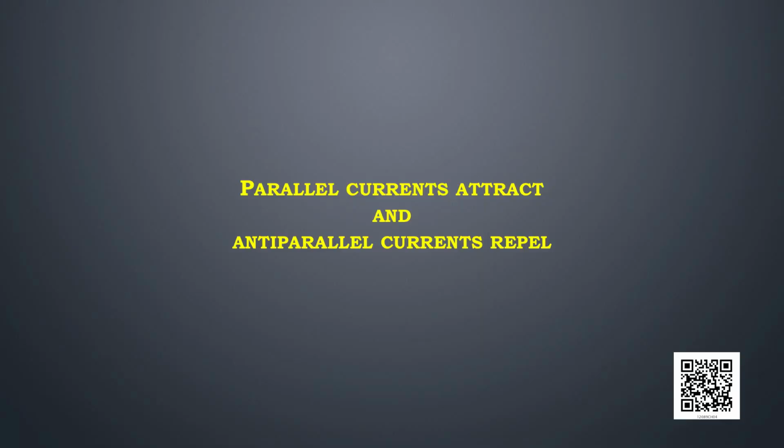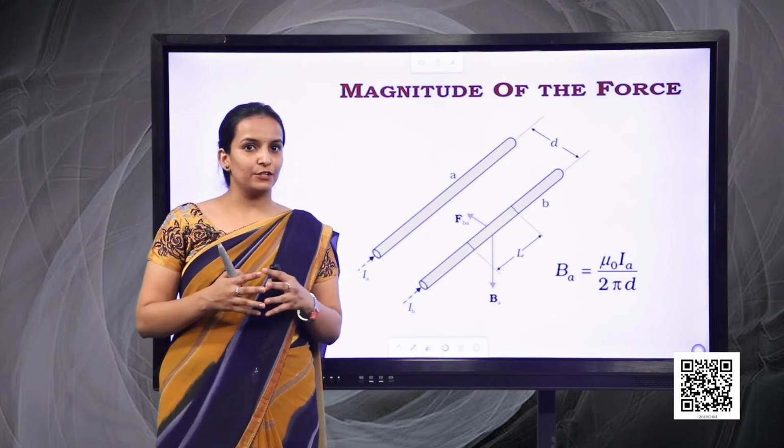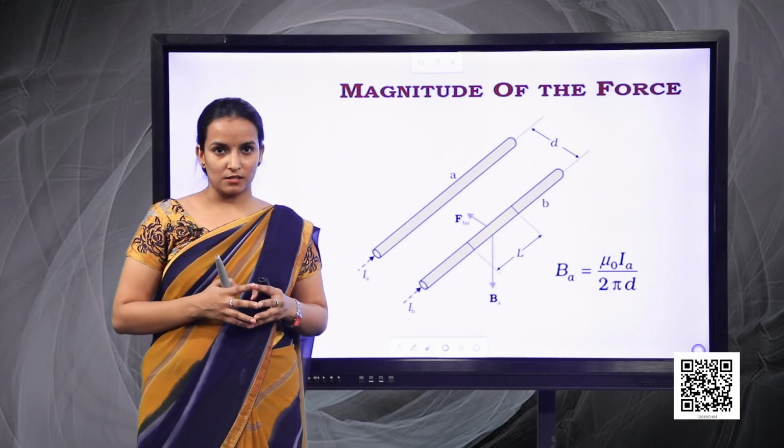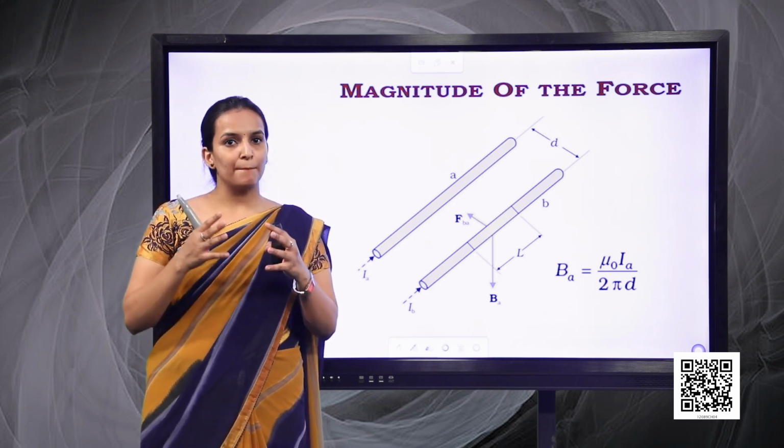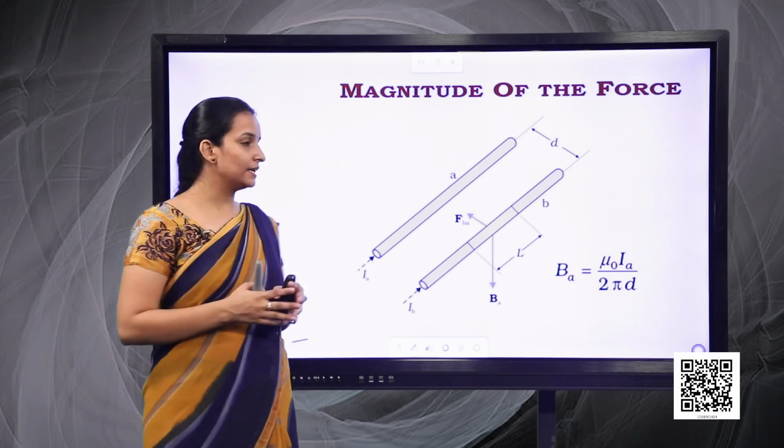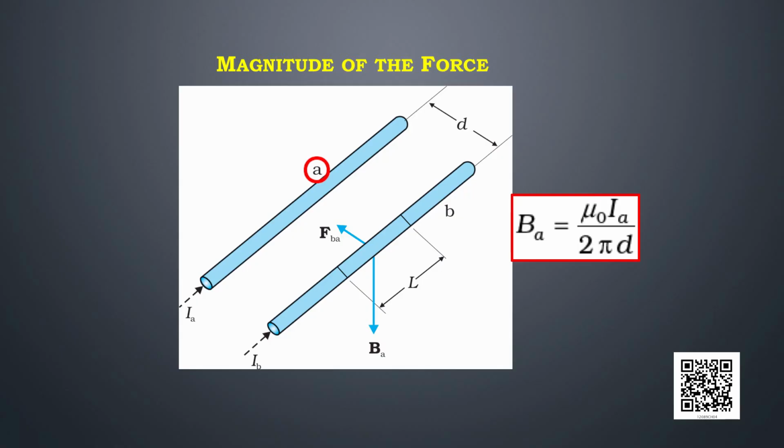So, we can state that parallel currents attract and anti-parallel currents repel. Now, we will figure out the magnitude of the force on both the conductors. Using Ampere's circuital law, we have the expression of magnetic field produced by the conductor A. So, we have found out that BA is equal to mu naught IA divided by 2 pi D. D is the distance between the conductors.